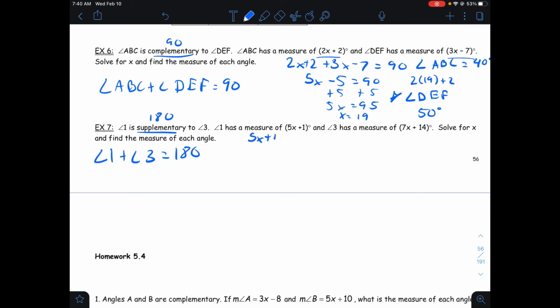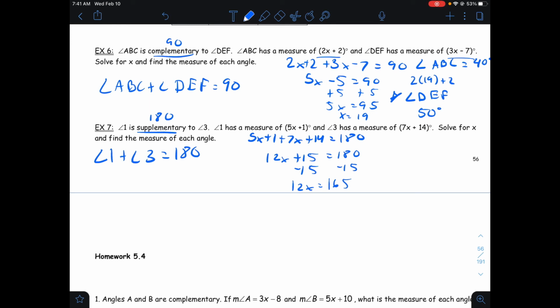So we'll say 5x plus 1 plus 7x plus 14 equals 180. So you end up with 13x plus 15 equals 180. I'm going to do minus 15. I get 13x equals 180 minus 15, which is 165. Then we'll divide by 13, and I get a gross number. Did I mess up here? Let's see. Oh, I did mess up. This should be a 12. I can't add. Yep, so let's see if that fixes it.